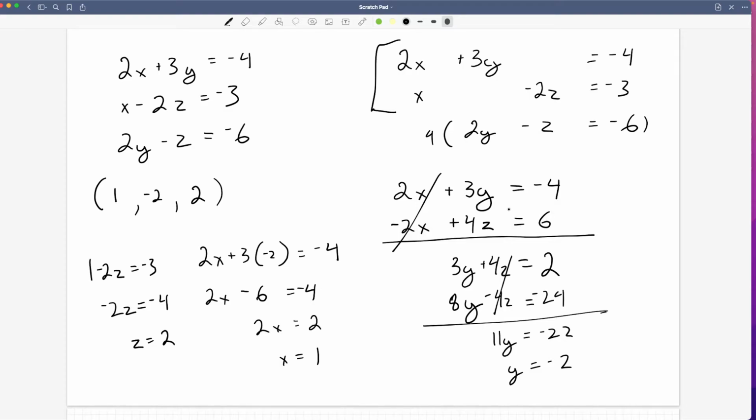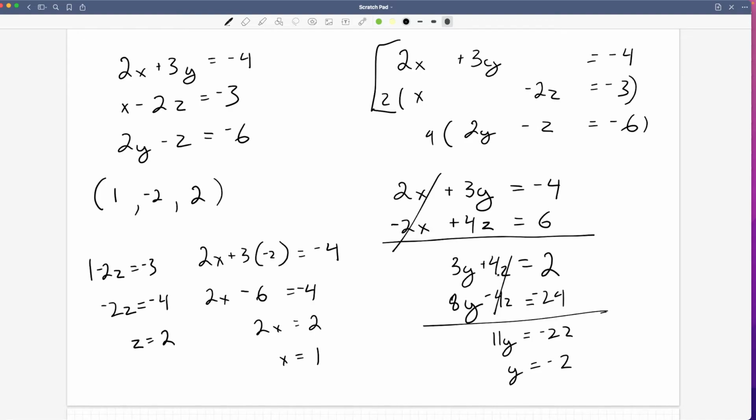So what I did was, instead of using a combination of these two and maybe these two, I combined these two equations. I multiplied this one by a positive 2, and that gave me the ability to eliminate x and get it down to 3y plus 4z. And then I had a y and a z left, so I was able to just multiply it by 4.